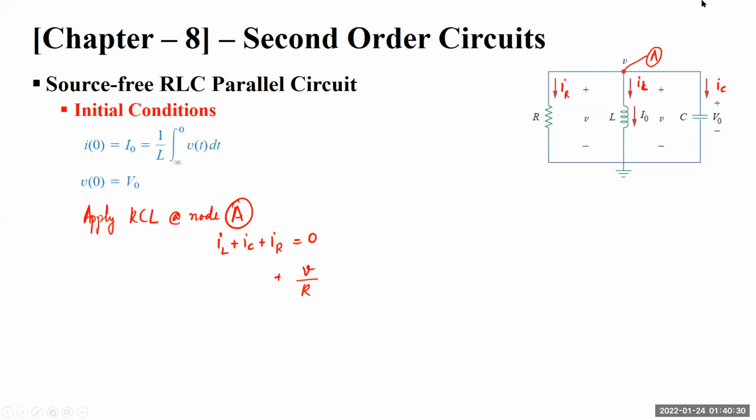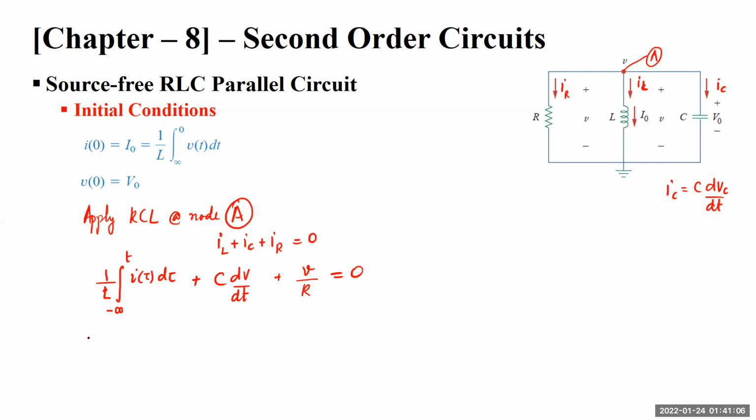Then we have IC, the capacitor current, and we know that IC equals C times dVC divided by dt. So we have C dV by dt. And for IL, we know that IL is 1 by L times the integral from minus infinity to t of V of tau d tau. So this is what we get, and this is basically our second order differential equation.